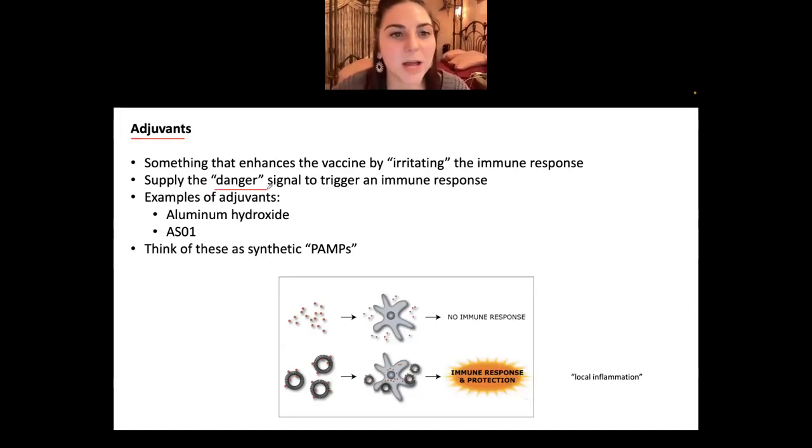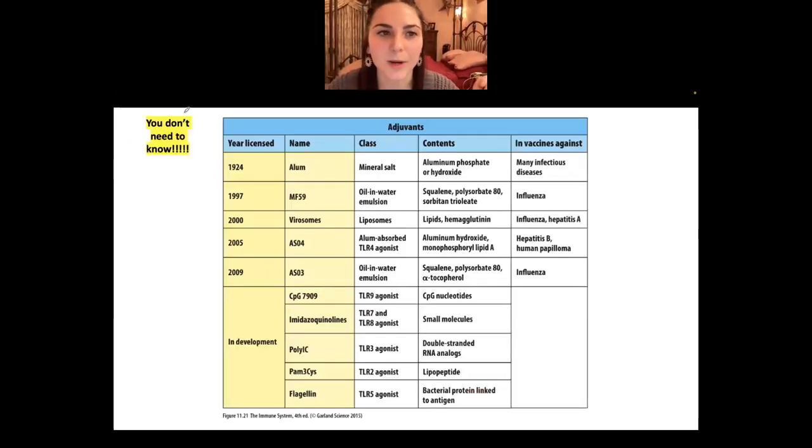And specifically, it's supplying what's known as a danger signal. It's like, oh, this is bad, we need inflammation. So it's going to be weird sounding things like aluminum hydroxide or AS01. Another way you can think about these is like synthetic PAMPs. Don't memorize these, but I just wanted to show you there are a lot of adjuvants. A lot of them are aluminum based, but they're all weird things. The whole purpose of them getting added is to kickstart your immune response.